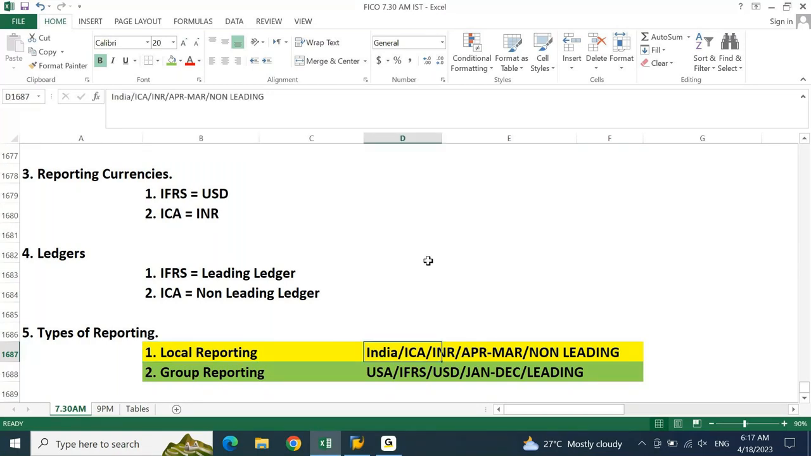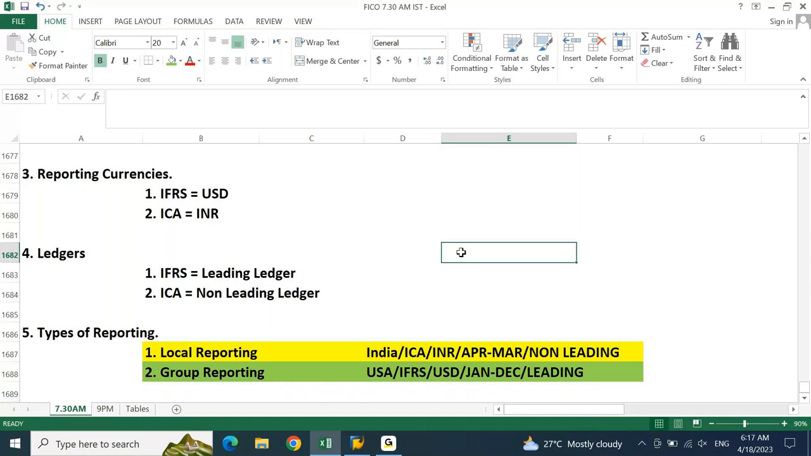In India, I am using accounting principle Indian Companies Act. In India, I am doing my reporting in currency called INR. In India, I am following my reporting cycle from April to March. This reporting I am using based on non-leading ledger. Clear?